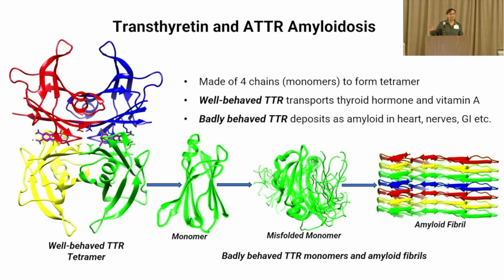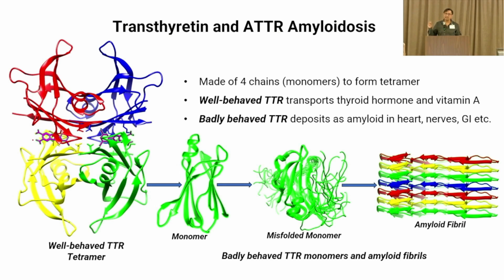Okay, so that's the end of the protein structure tutorial. And now we can actually talk about transthyretin and ATTR amyloidosis. Right, so now I want you to concentrate on the molecule on the left. That is the ribbon diagram of transthyretin when it's in its well-behaved state.